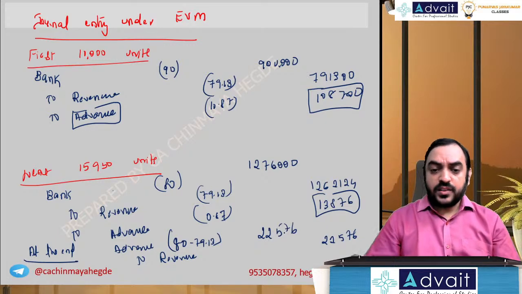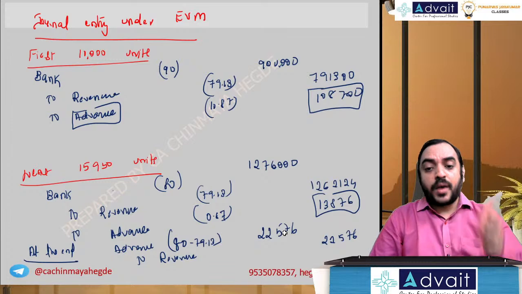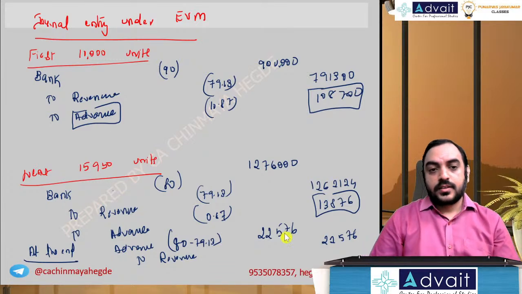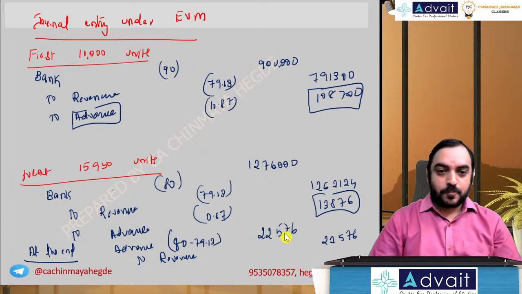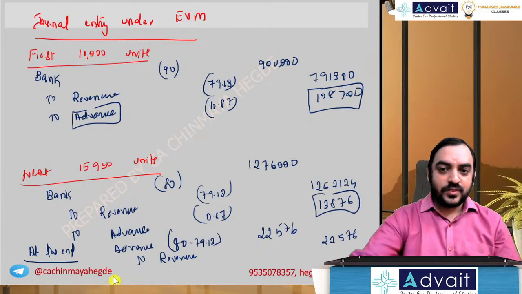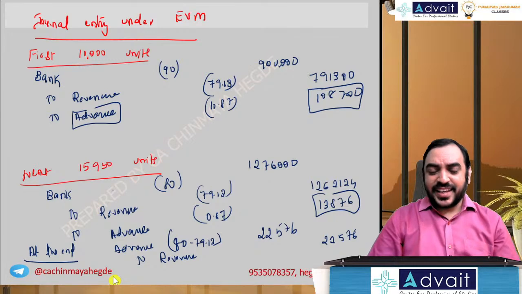So I don't have space. One more entry you write: advance account debit to bank, 1 lakh. Advance account debit to bank, 1 lakh. What is that 1 lakh exactly?